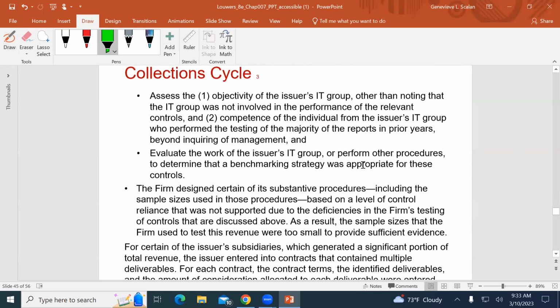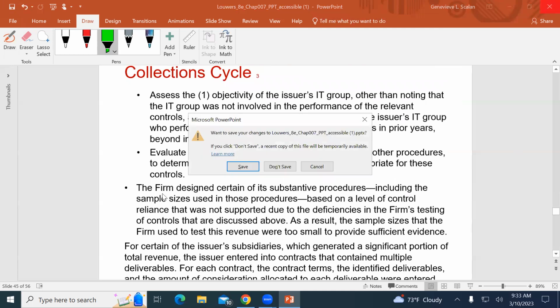We're going to skip all of that. So that's really pretty much it for chapter 7.